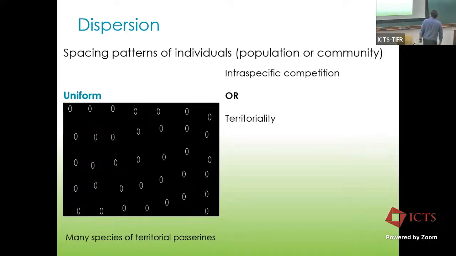Another type of distribution or dispersion that we see is what is called uniform distribution. And this is usually in the case of when there's a lot of intraspecific competition. What do I mean by intraspecific competition? When two individuals of the same species are competing with each other. We'll talk about it a little bit more, and which can lead to territoriality.